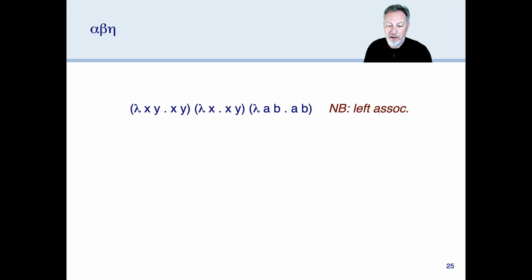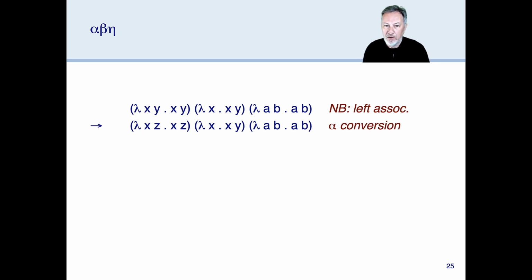Here's a more extended example. So we start with this great big expression here, which is left associative. So the first lambda is applied to the second one before we apply the result to the third. So the first thing we do is an alpha conversion here. It's not required, but we can do it. So we rename the y to a z.